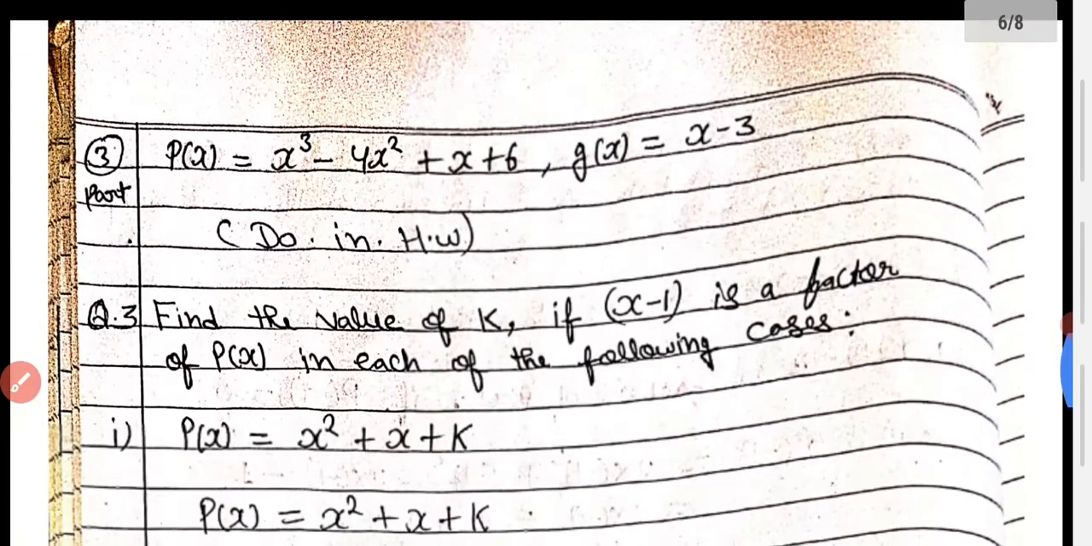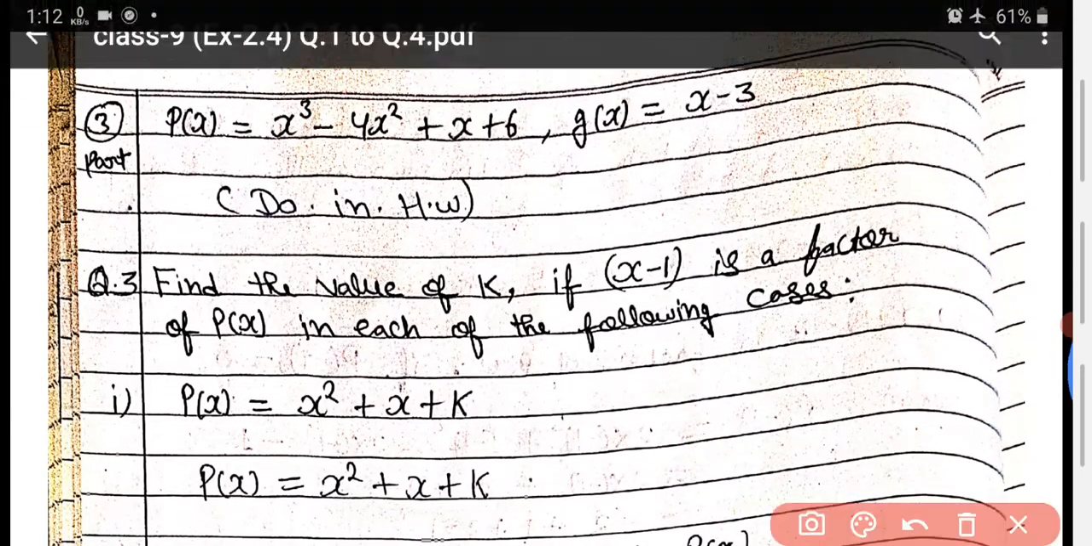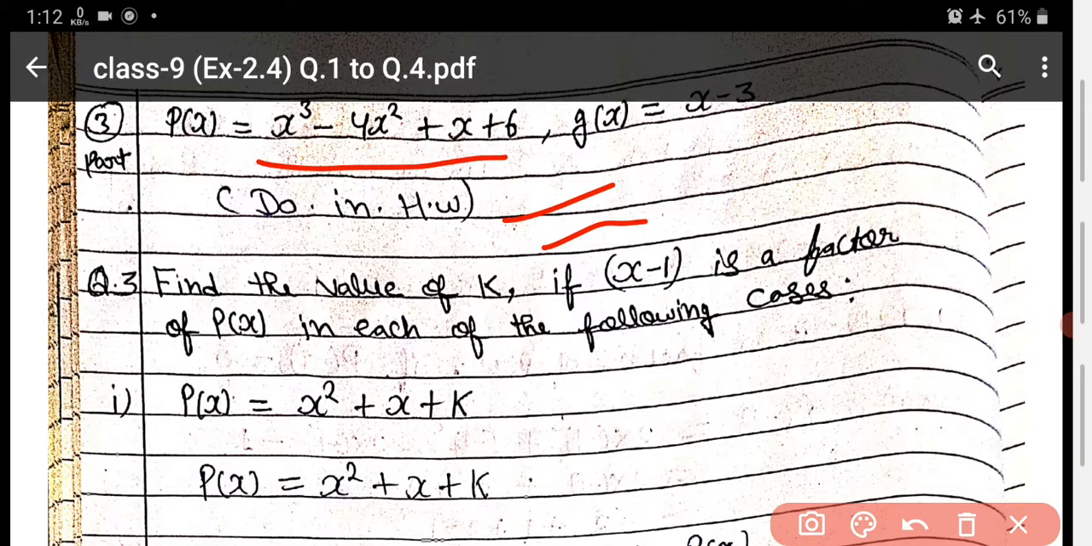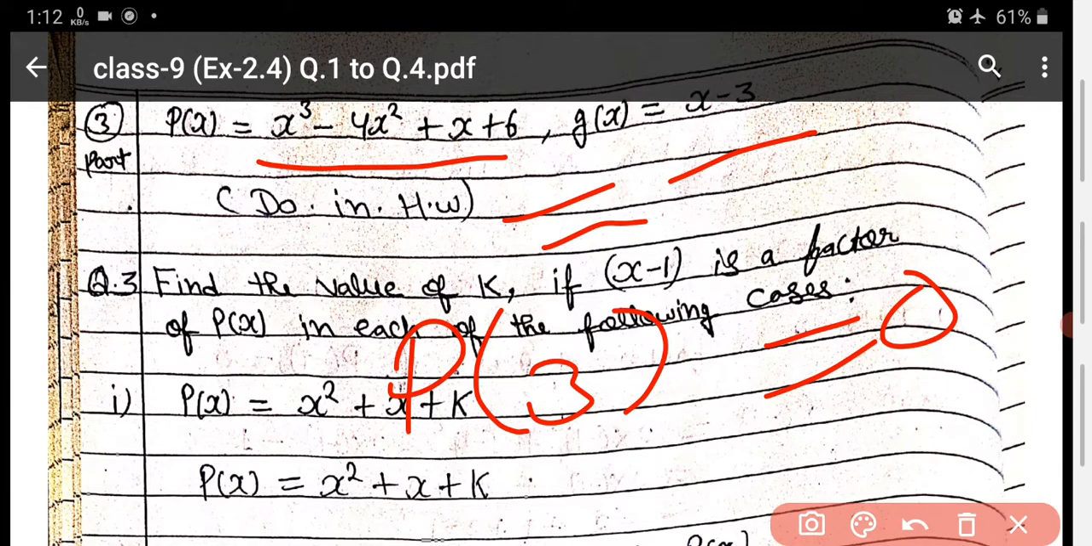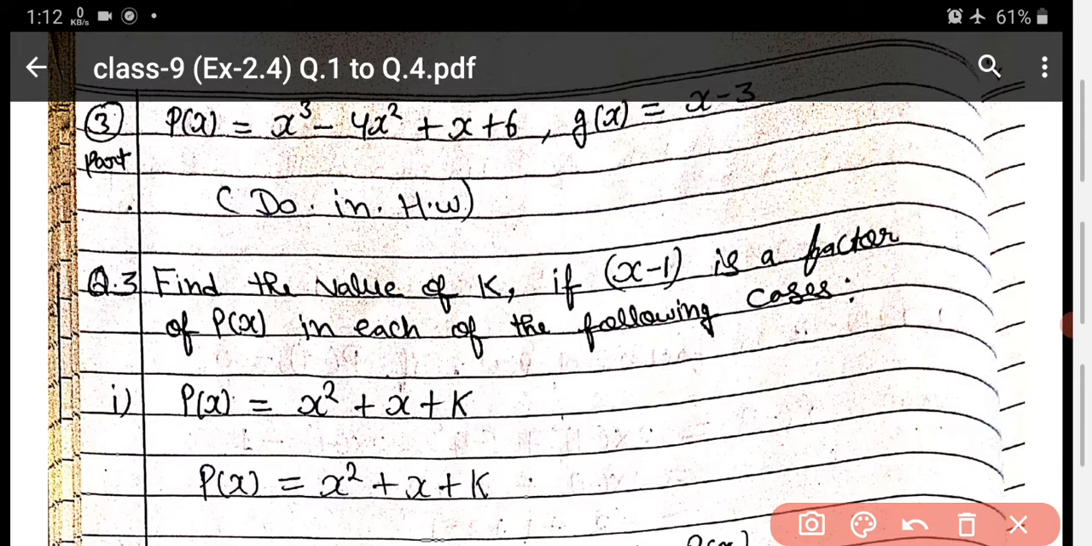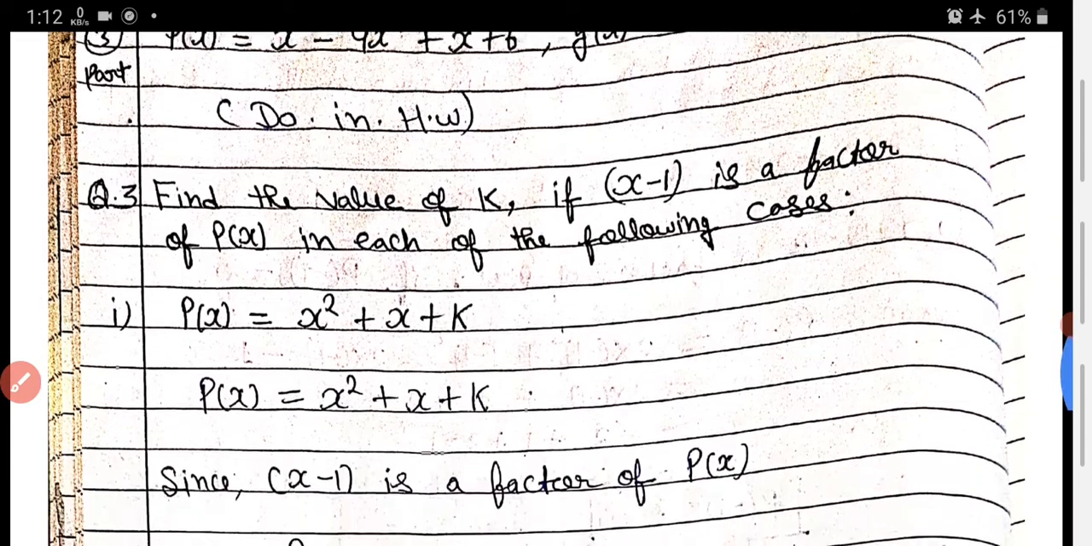Okay, now come to question number third. Question number third you have to do by yourself as homework. It gives the value of p(x) and x minus 3 is g(x). So you have to check p(3). If p(3) is 0, then you say yes. If p(3) is not 0, then you say no, it is not a factor of the given polynomial. Now come to question number third.